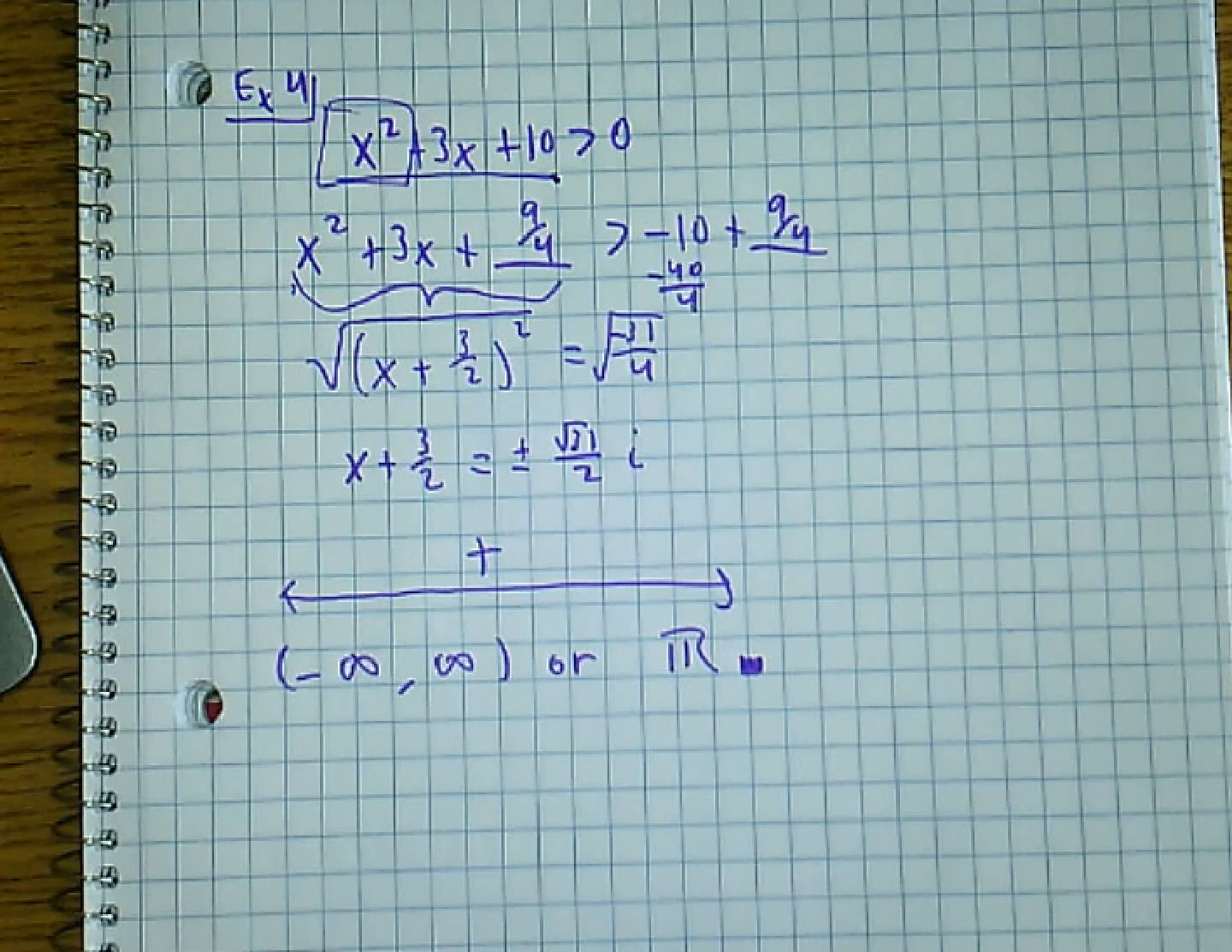Any questions on that one? It was a little different than what we've done. Do we understand why it would be all real numbers? But would it be all real numbers because it's just above the horizontal axis?